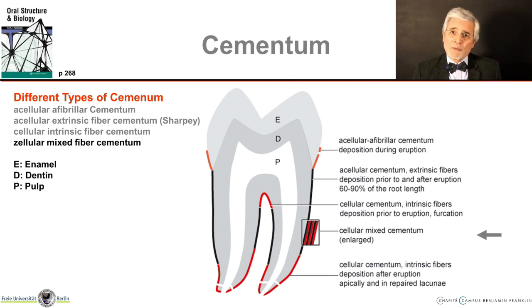From this point of view, cellular mixed fiber cementum is not actually an independent type of cementum, but rather a mixed product consisting of alternate layers of cellular or acellular intrinsic fiber cementum and acellular extrinsic fiber cementum. But it regularly occurs layered in this way in certain regions of the tooth root, and that is probably why the labeling with its own name is justified. In the diagram here, I have, of course, shown this layer extremely enlarged.